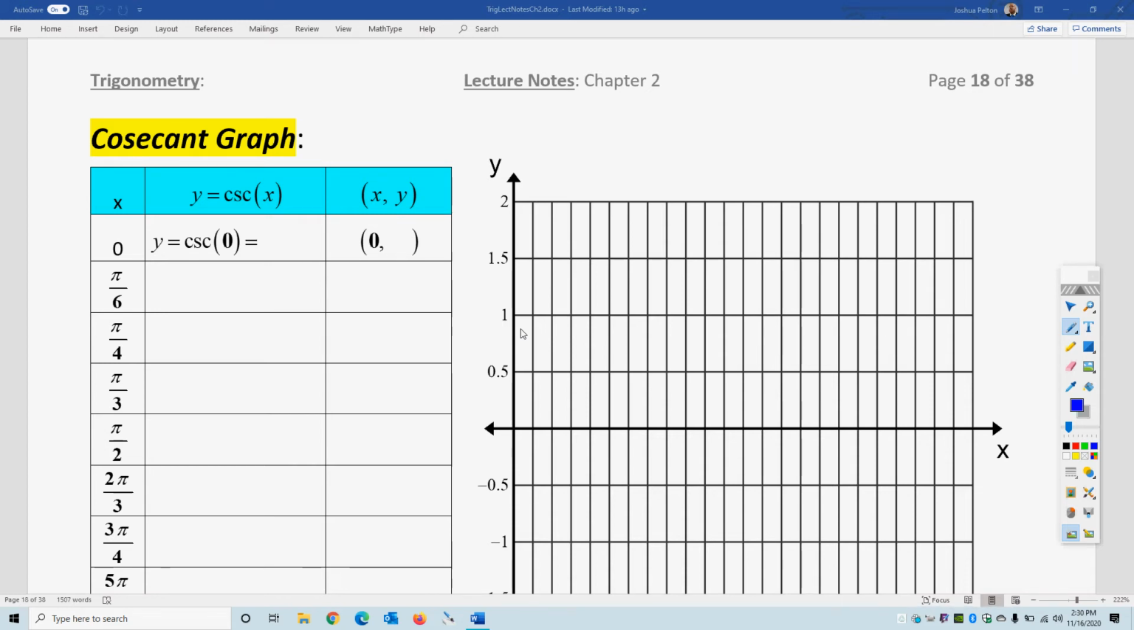This is Professor Pelton. This is Trigonometry Chapter 2, Section 2. We'll be graphing cosecant and secant in general.